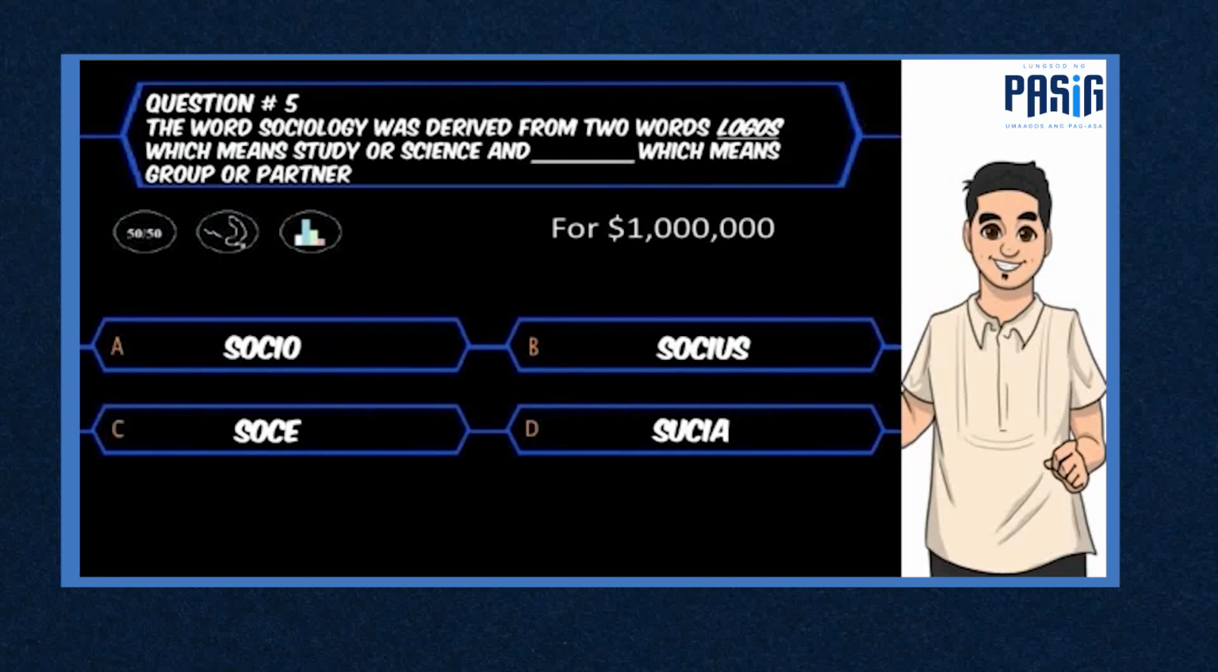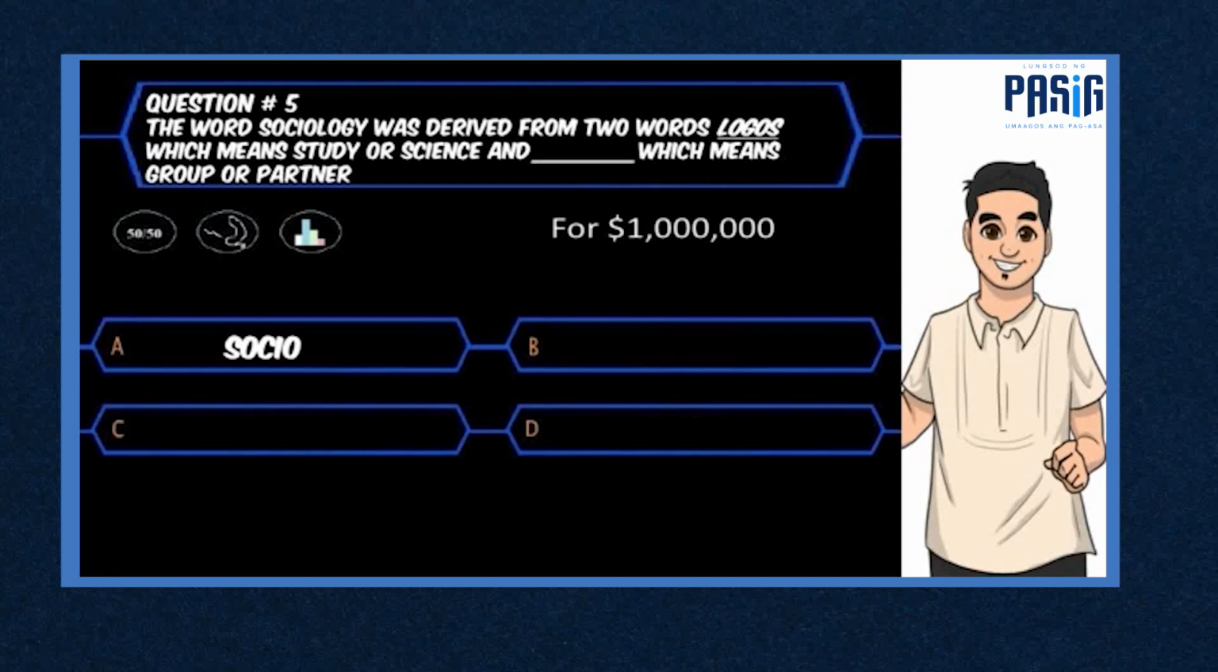Fifth and final question. The word sociology was derived from two words: logos, which means study or science, and blank, which means group or partner. The choices are A. Socio, B. Socius, C. Soce, D. Socia. The correct answer is socio.